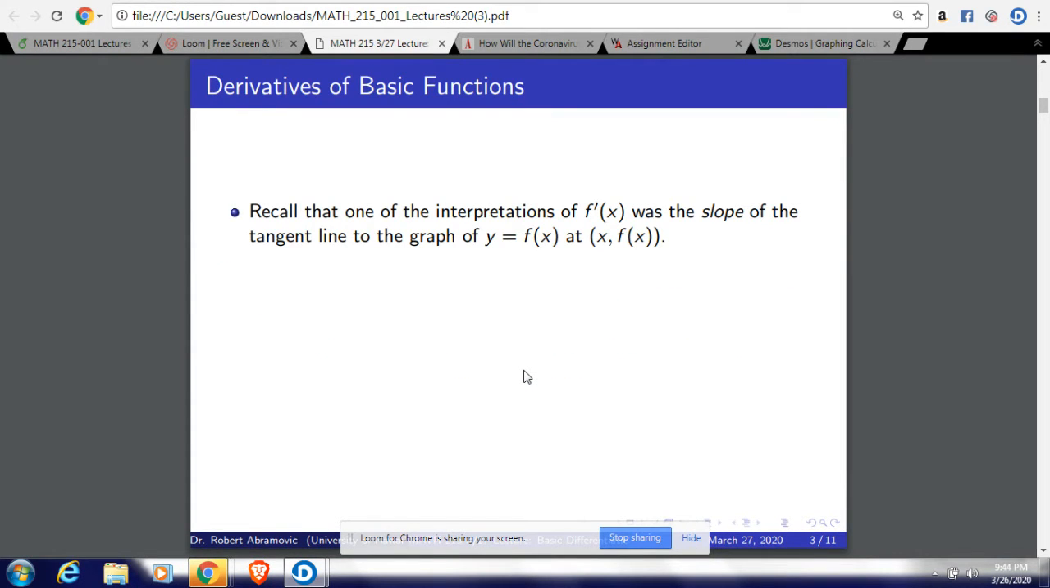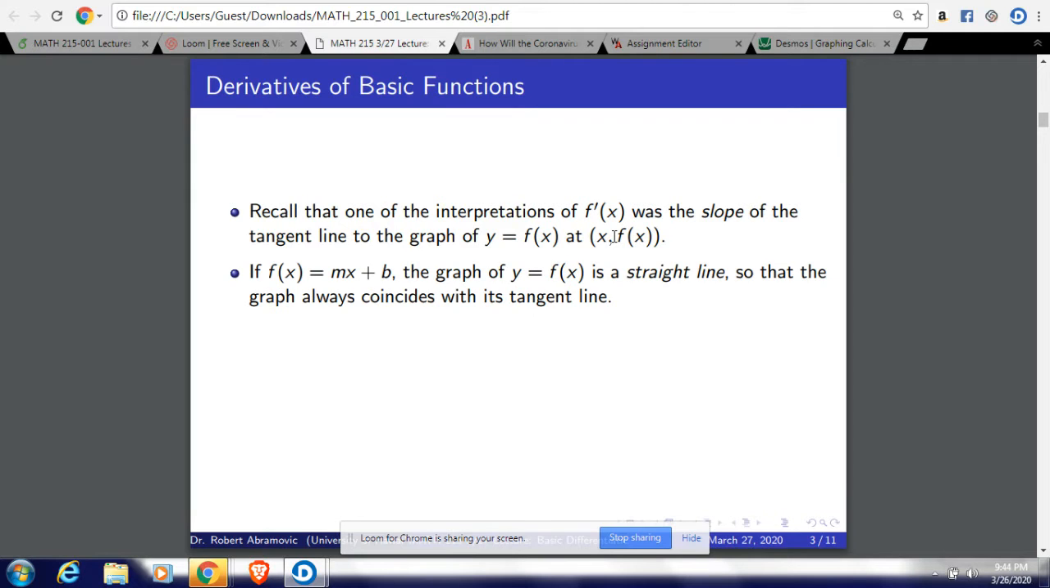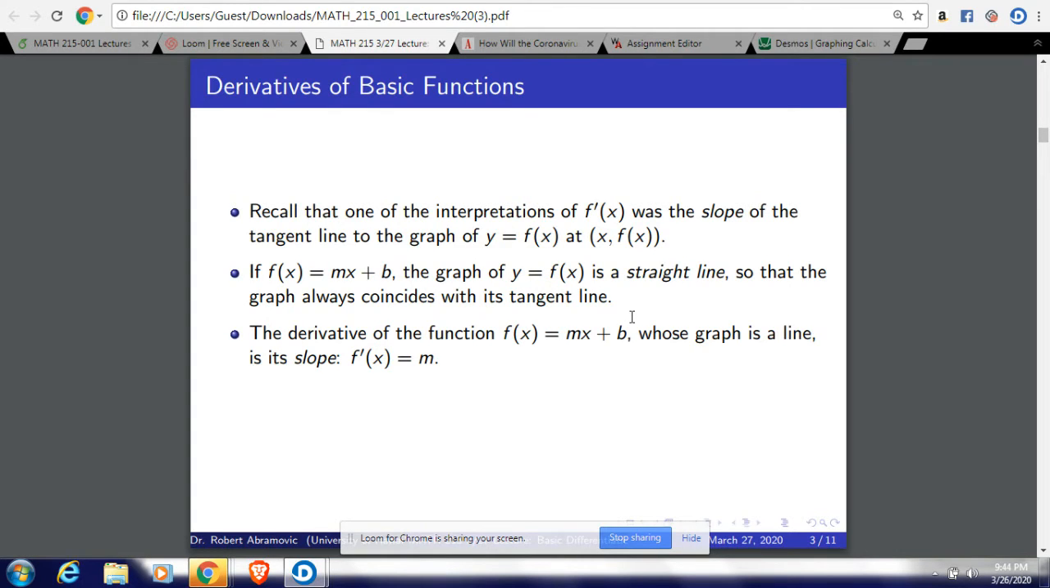So, if you recall, one of the interpretations on Monday's lecture was that f prime was the slope of the tangent line to the graph of a function at a point x comma f of x. If the function has a graph that's a line, then the graph always coincides with this tangent line, and the derivative of that function will just be its slope. So the derivative of the function mx plus b is just m. The derivative of any constant is 0. If f(x) is a constant, f prime is 0.